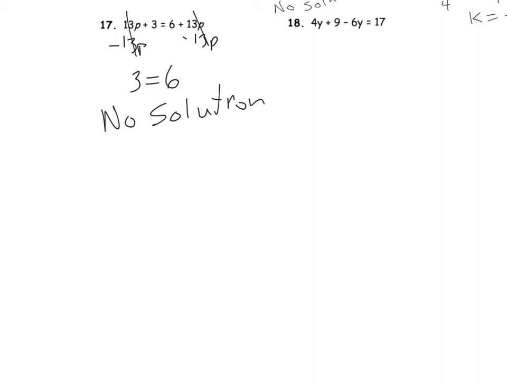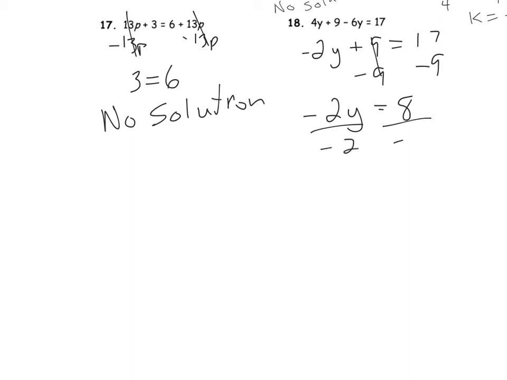And on 18, I can simplify. On the left-hand side, I've got a negative 6y and a positive 4y as terms. 4y minus 6y is a negative 2y. I still have my plus 9 equals 17. Now, I'm going to do my order of operations backwards. I'm going to get rid of that plus 9 by minusing 9 from both sides. That's going to give me negative 2y. 9 minus 9 is 0. And 17 minus 9 is 8. Then I'm going to divide by a negative 2 on both sides. I would get y equals negative 4.